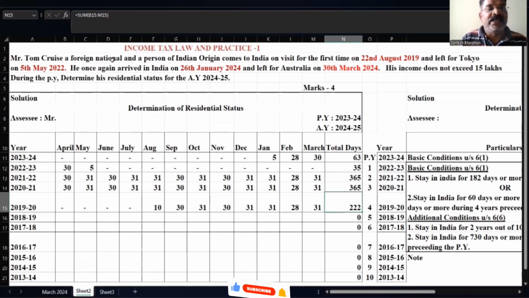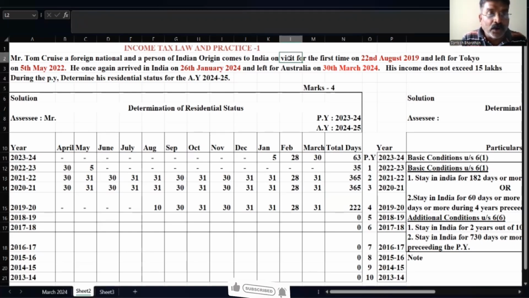Tom Cruise, a foreign national. I told you, a foreign national is basically either a person who has stayed for several years there, or he may be a citizen of a foreign country. But here he is of Indian origin. Indian origin means his parents or grandfather or great grandfather were actually born in India and they were Indians. So that is the meaning of that. He comes to India for a visit. See, this is very important. For the sake of a visit, Tom Cruise came to India.